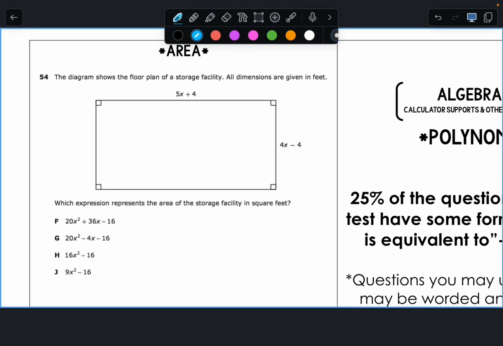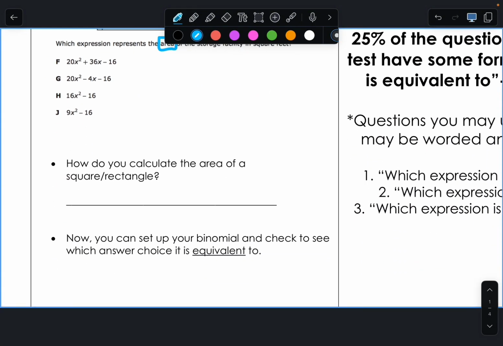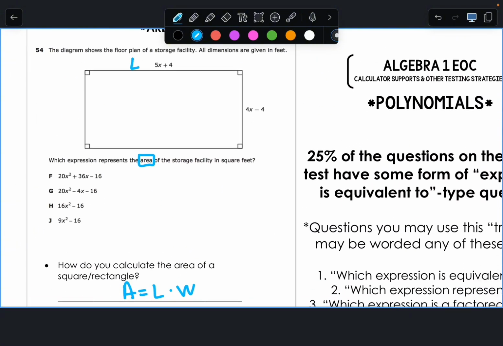Number 54. It's a similar question type, but you need to know something in order to answer it. It says, which expression represents the area? Okay. How do you calculate the area of a rectangle? Length times width. So now you can set up your binomial. The length is 5x plus 4. The width is 4x minus 4. So you can write this as 5x plus 4 times 4x minus 4.